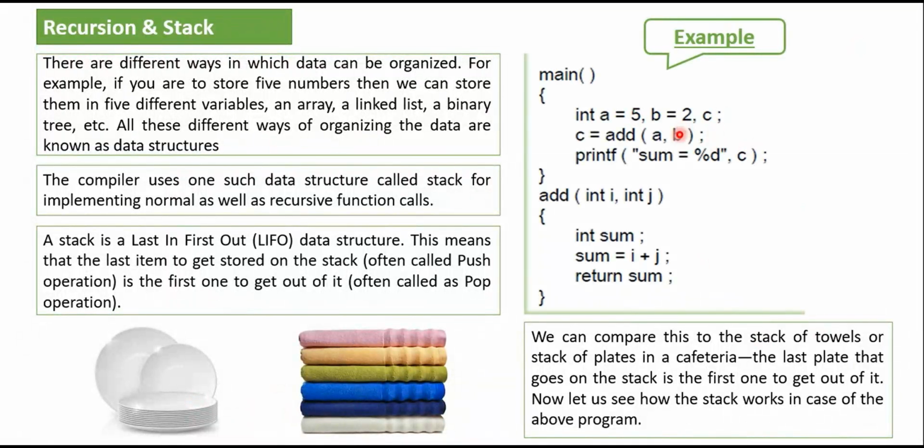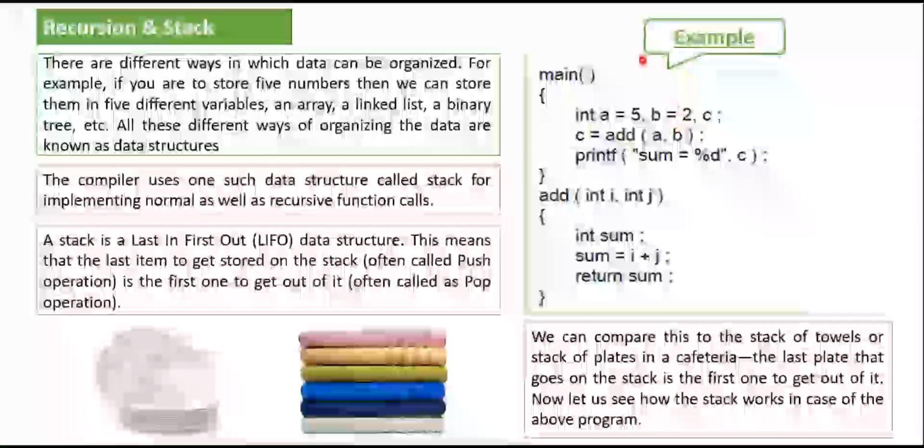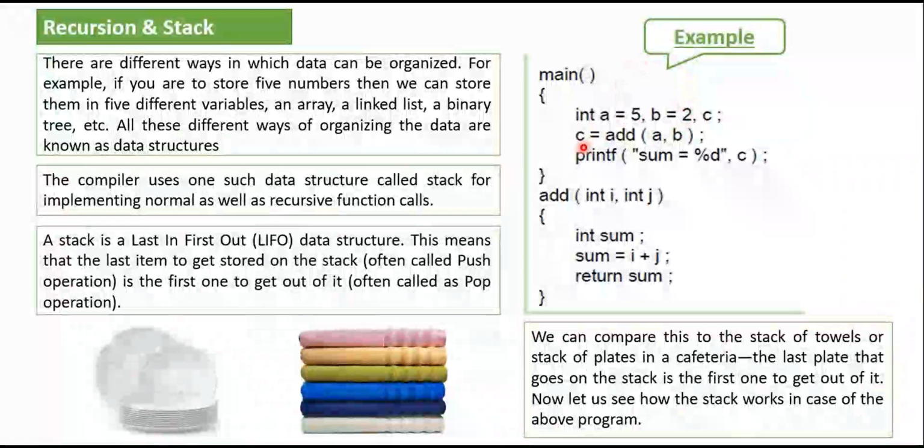We have a main function in which the values of a and b are 5 and 2, and in C we have a function for add, in which the 2 parameters are passed, and at the end we are returning the sum of the 2 numbers. Okay, so let's understand how the stack works in this example.